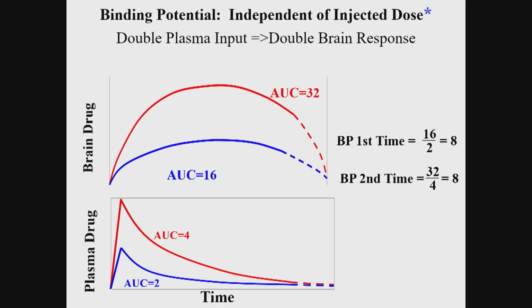So it corrects for injected dose, and it also corrects for body weight, because if it's distributed to other portions of the body, it will be lower concentrations in the plasma. And it also corrects for faster metabolism, because if there's faster metabolism, this will come down faster, and the area under the curve will be lower. So that's how you do it.